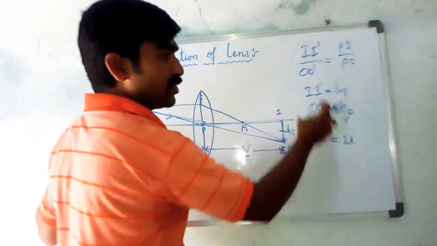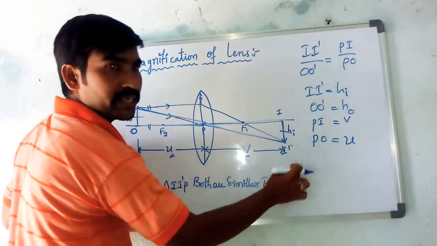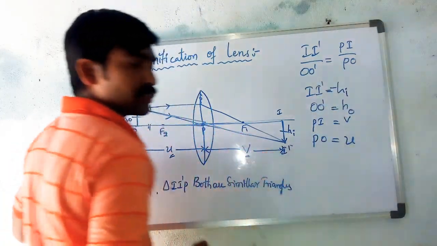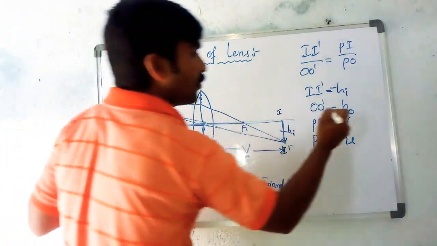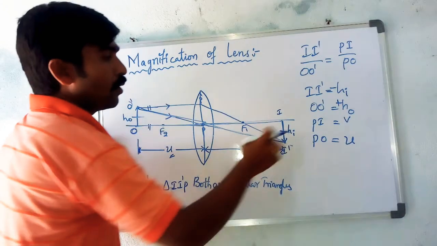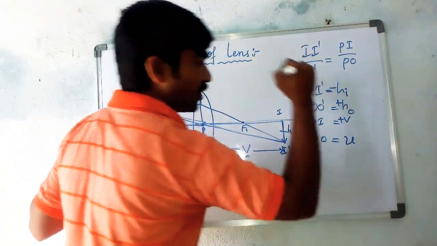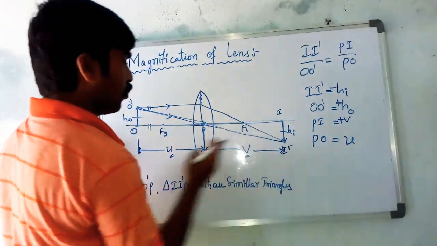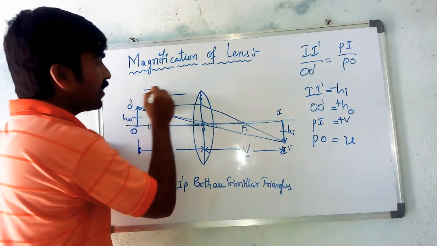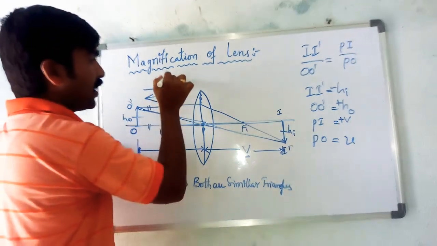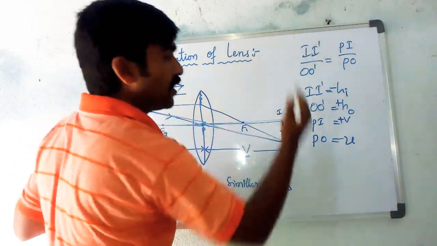Now apply the sign convention rules. Along the principal axis, I dash is on the downside, that's why I take minus. OO dash is on the upside, that's why I take plus. PI is in the same direction as the incident ray, that's why I take plus. PO is opposite to the incident ray direction, that's why I take negative. So substitute these values in the above equation.